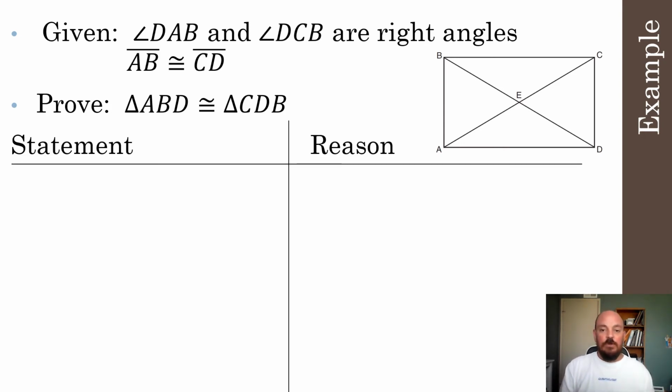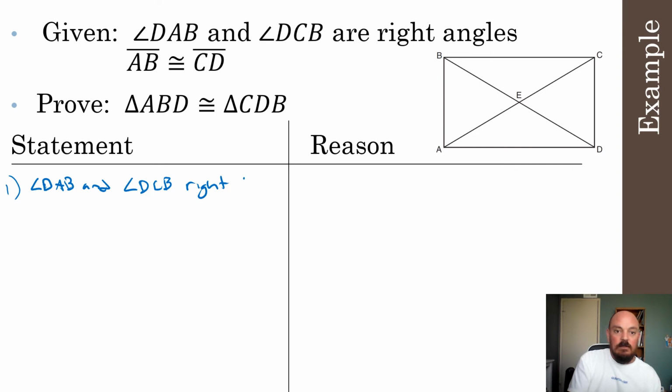Here's my statement and reason table, and just start with the automatic. Start with step 1, restate the given. So I'm going to say angle DAB and angle DCB are right angles. And also I'm going to say line segment AB is congruent to line segment CD. Reason: given.